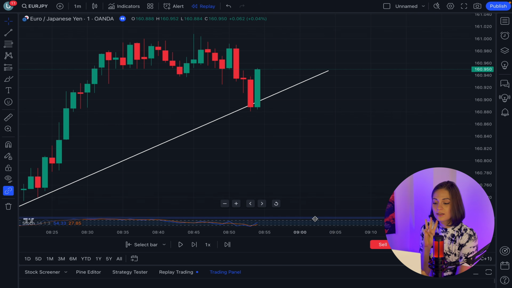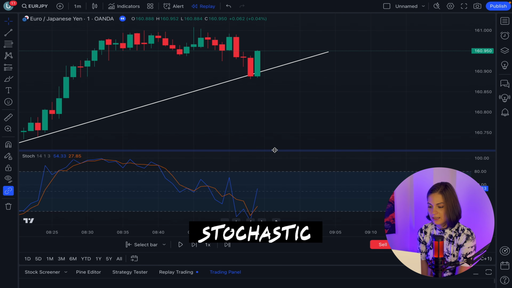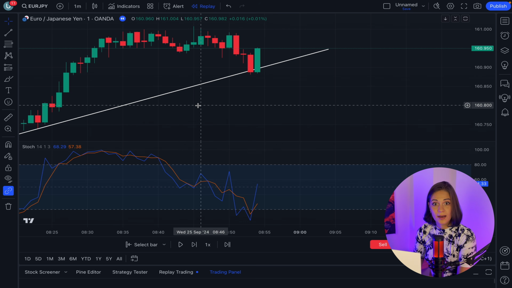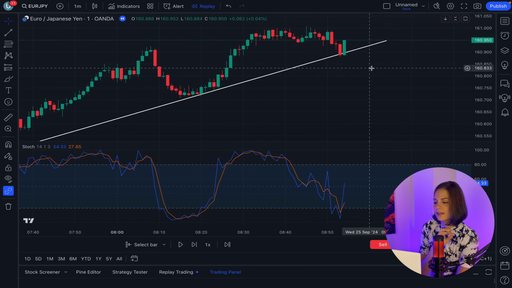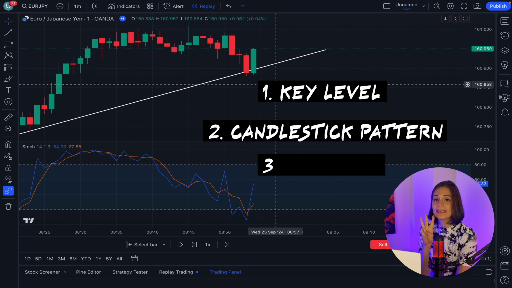And the third confirmation for me is an indicator, and my favorite indicator that I use most often is stochastic. So in this case, we see that stochastic also shows me a good signal. The blue line crosses the orange one, and the indicator goes through the oversold area and moves upwards. So basically, in this case, I have all three confirmations with all the key things of my analysis: our key level, our candlestick pattern, and our indicator.